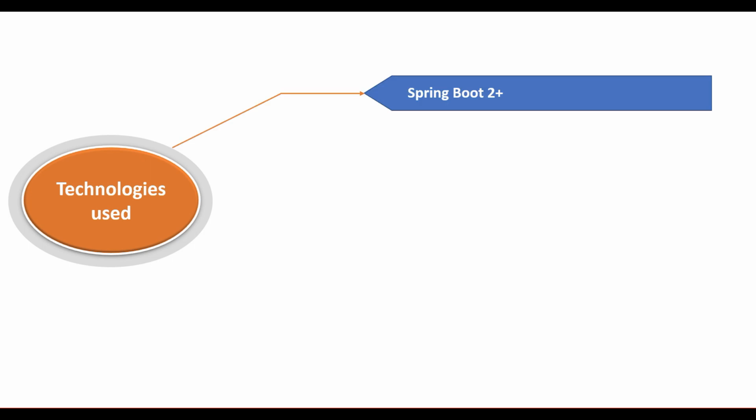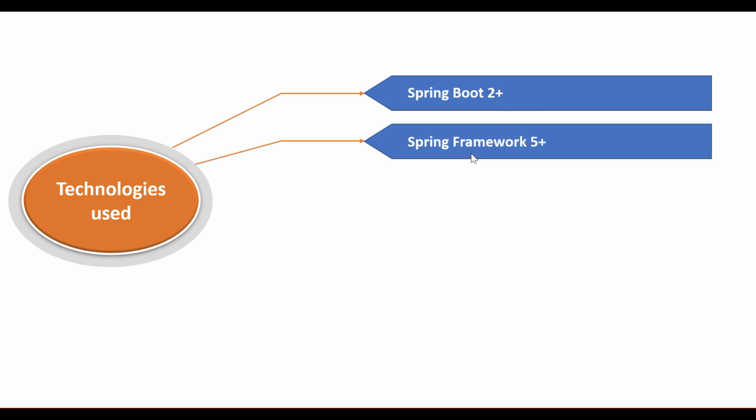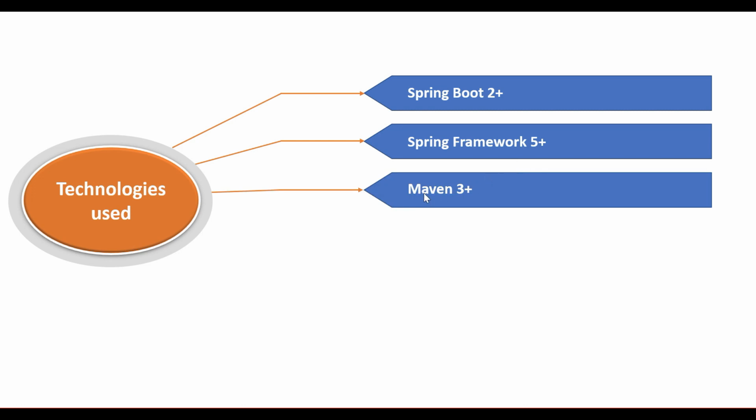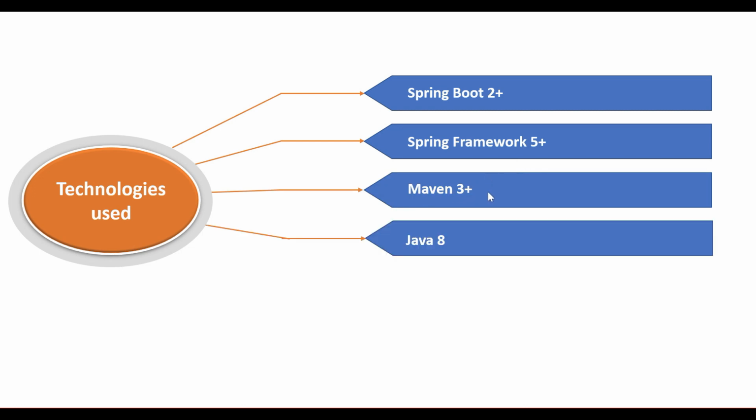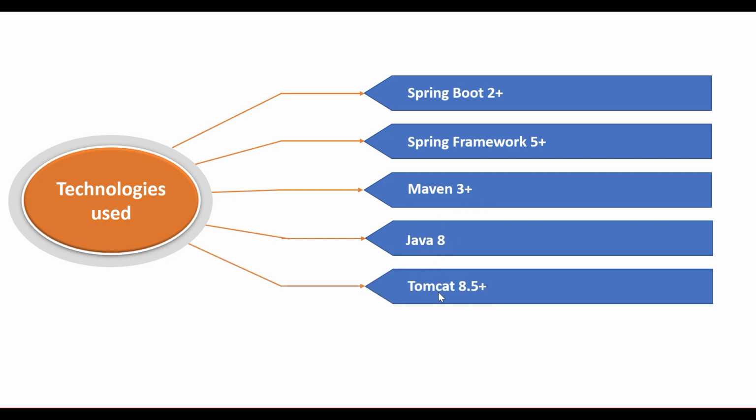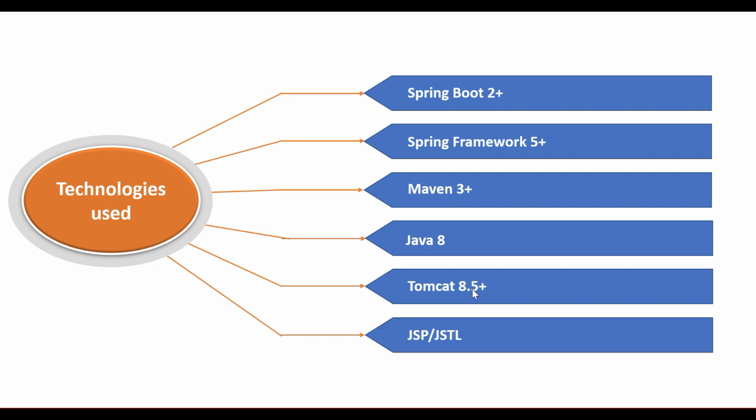So we are going to use the Eclipse STS IDE and we use Spring Boot 2 plus, and Spring Boot 2 internally uses Spring Framework 5 plus, and we are going to use Maven as a project build and management tool, and we are going to use Java 8 and embedded Tomcat 8.5 plus, and we are going to use JSP and JSTL to develop JSP pages.